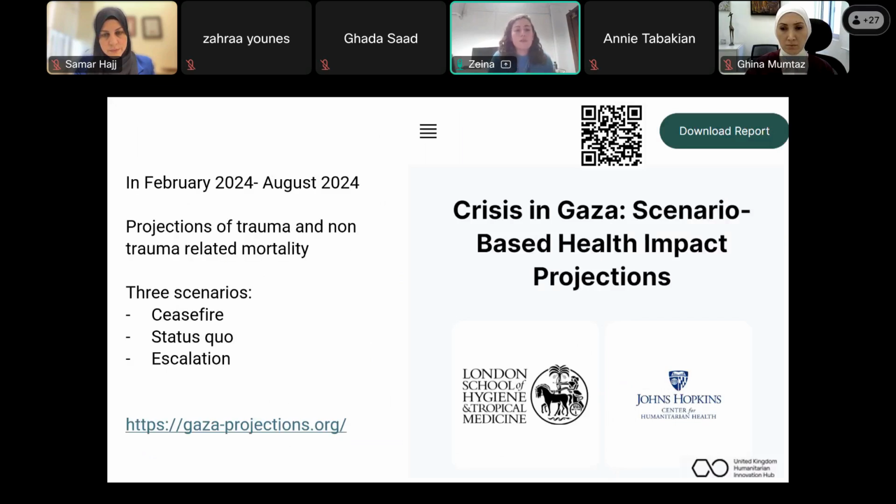We wanted to model 3 different scenarios. So what would happen in case of a ceasefire, and we were hoping for a ceasefire back in February. Then a status quo, which was like the beginning of the war between October and December, if it continued the same way. The escalation was a Rafah incursion at that point. This was before they actually went into Rafah.